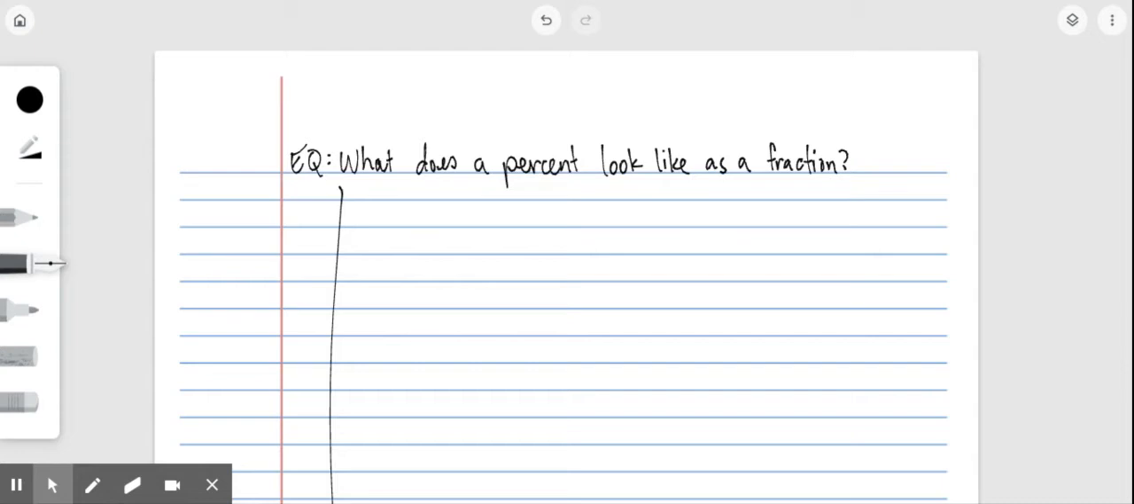All right, beautiful people. So this week we're talking about percents and fractions. So we're going to start with the essential question. What does a percent look like as a fraction? So let's start with this word, percent.